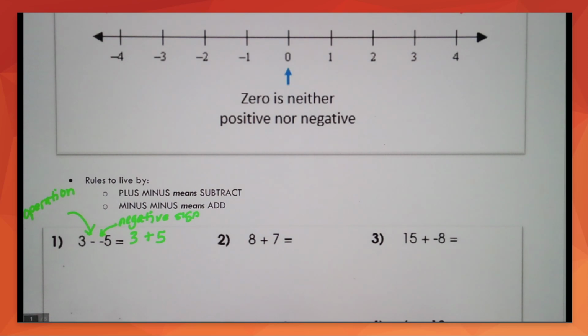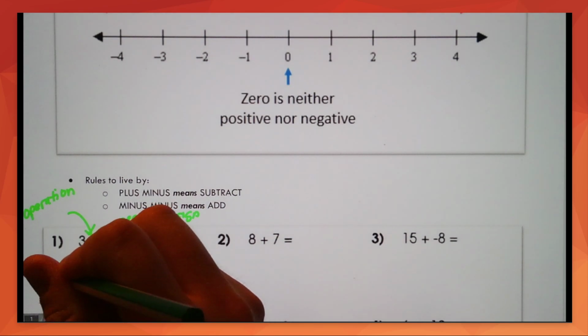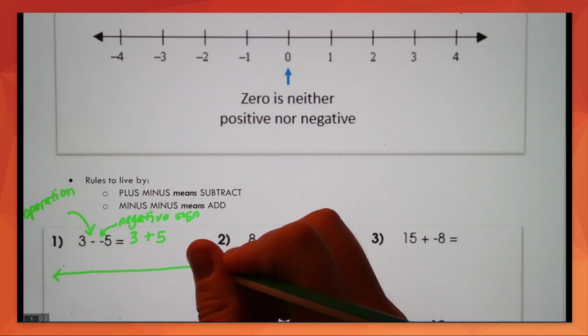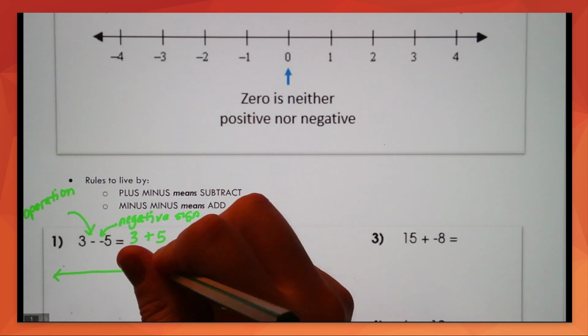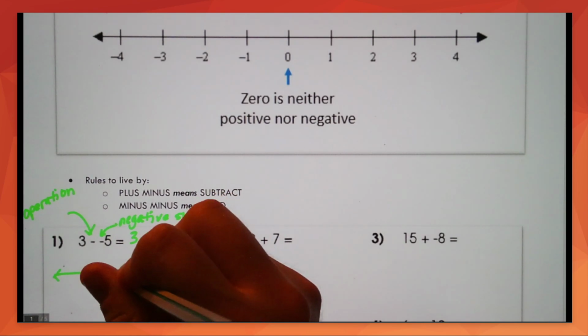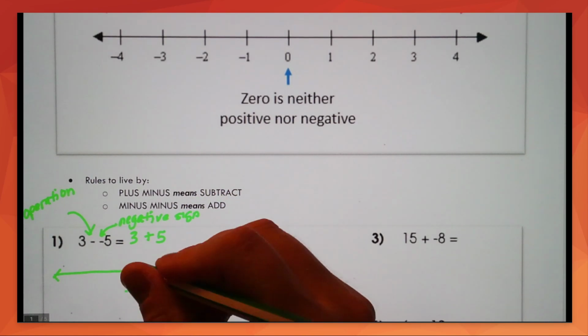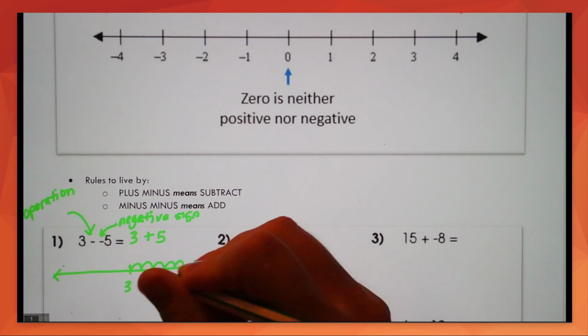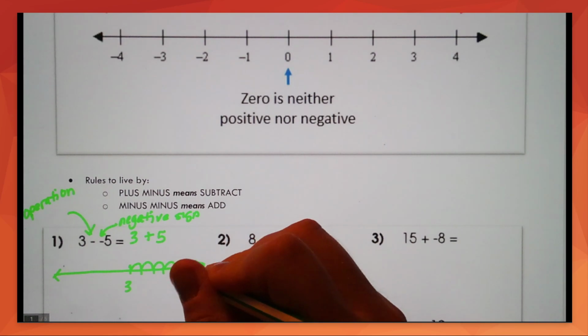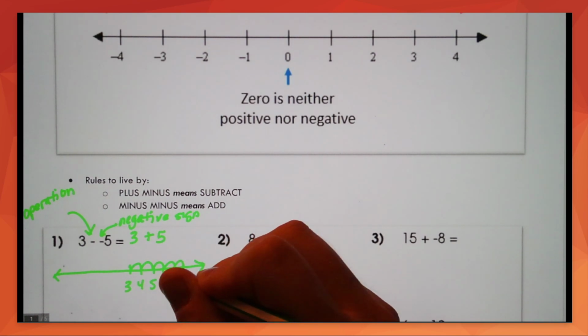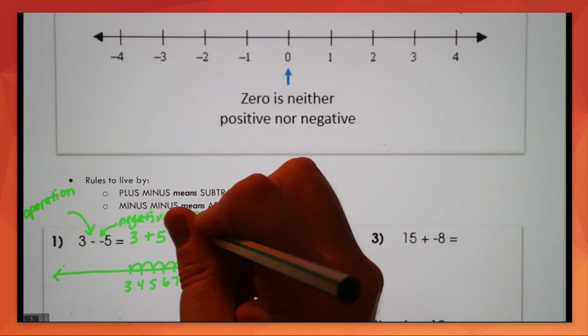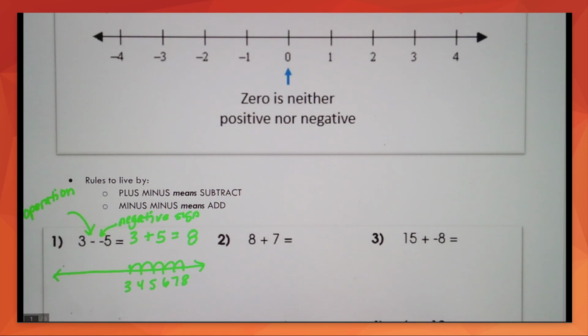So let's demonstrate that on a number line. I'm starting at 3 and I need to add 5, so I'm going to go 1, 2, 3, 4, 5. So that is 4, 5, 6, 7, and 8, and my final answer is going to be 8. The biggest takeaway here is that minus minus, or minus a negative, really turns into an addition problem. That's the thing you have to remember. That is the key here.